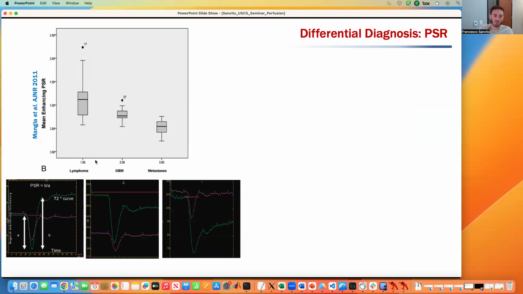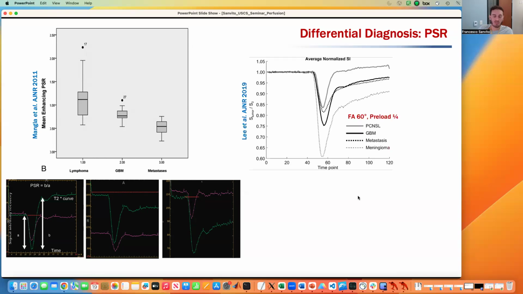Other application for the same, of course, I'm talking a lot about this differentiation, lymphoma versus glioblastoma. The reason is that it's a good paradigm to show how all of these different techniques that we talked about can help differentiate. So this is why I'm talking over and over again about the same topic. PSR, as we said, is different between lymphomas and glioblastomas.